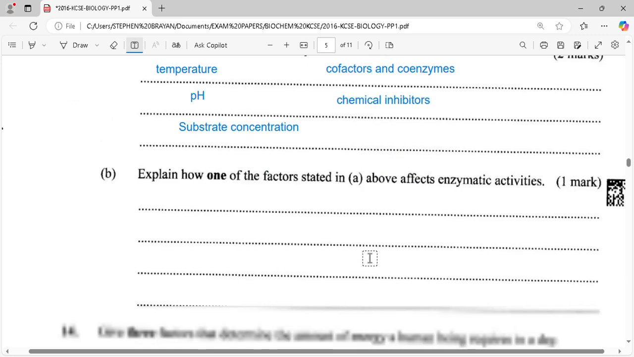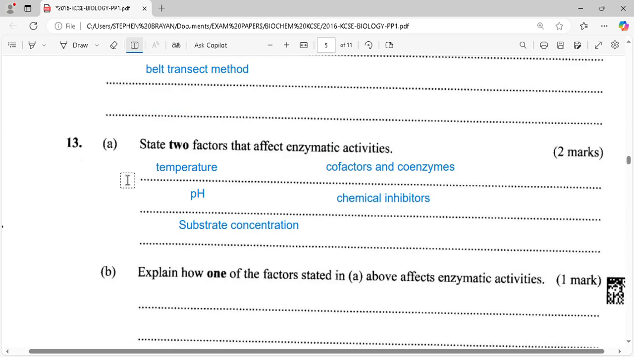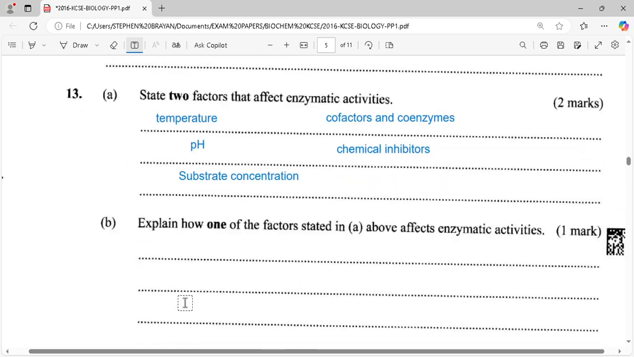Question 13a and 13b are a tied question. They are related, so the answer you give in 13a determines your answer in 13b. You are asked to explain how one of the factors stated above affects enzymatic reaction. You are told to explain only one factor, and that factor must have been answered in 13a. You will only talk about temperature in 13b when temperature is in 13a. If you talk about temperature in 13b when it is missing in 13a, you will automatically get a wrong answer. Now, let me start with temperature.